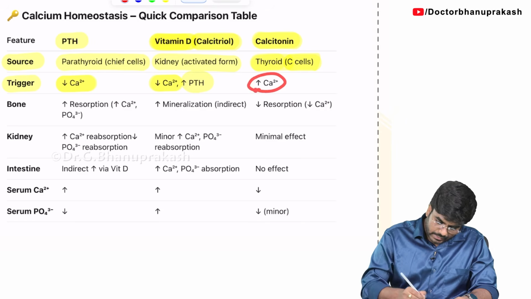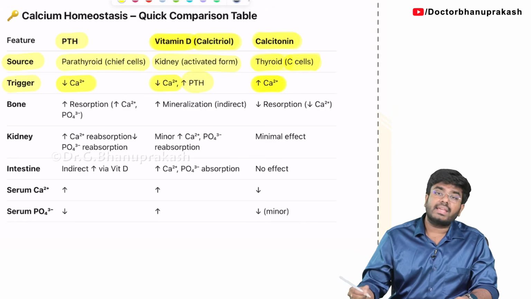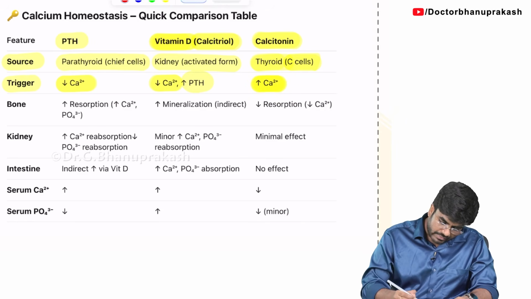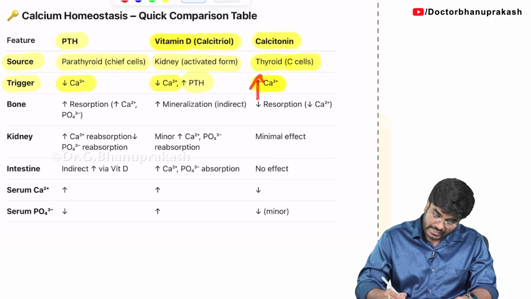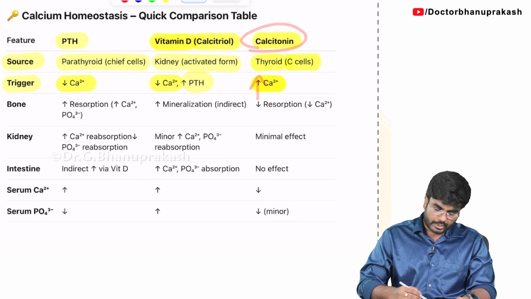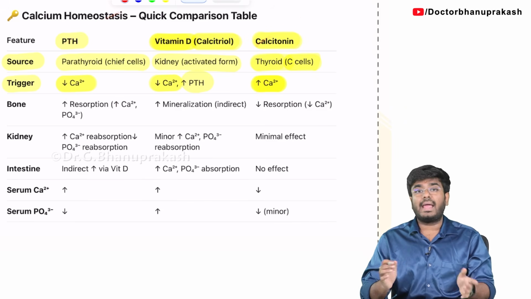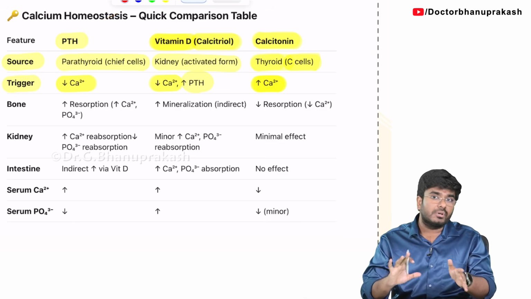Calcitonin is exactly the opposite. Calcitonin is released whenever your calcium level increases. Whenever you have low calcium, parathyroid hormone is produced. Whenever you have high calcium, calcitonin is produced, because parathyroid hormone and calcitonin are antagonistic hormones. They act in opposite ways.